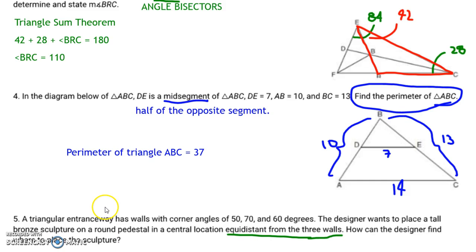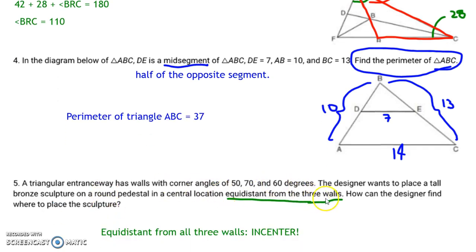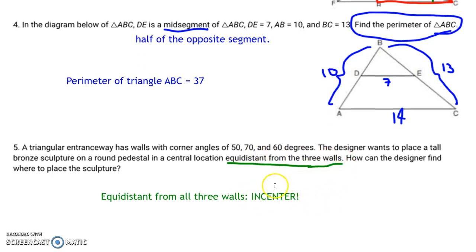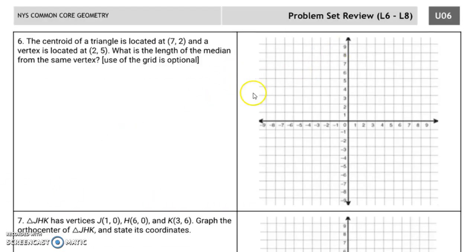And now finally, last but not least, equidistant from the three walls. We're looking for a point that is the same distance away from all three sides, and that's part of the definition of incenter. The incenter is the point where it is the same distance away from all three sides of a triangle.